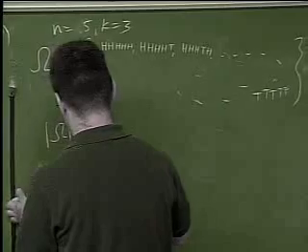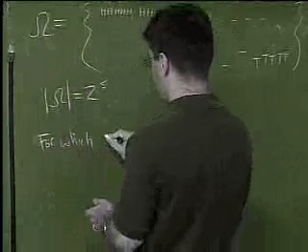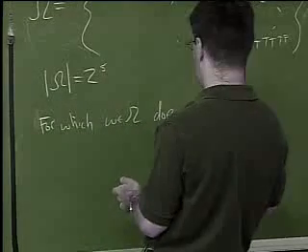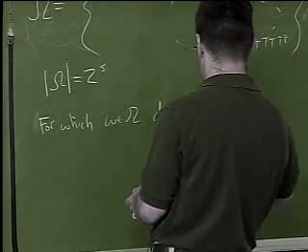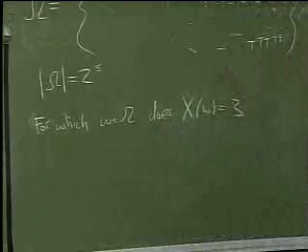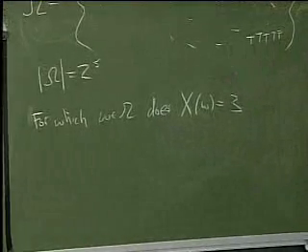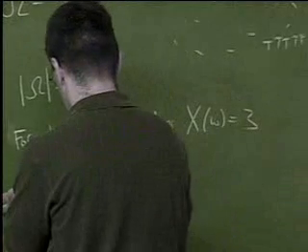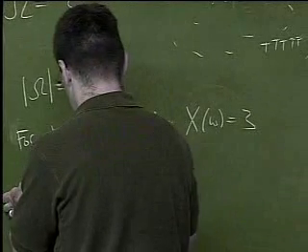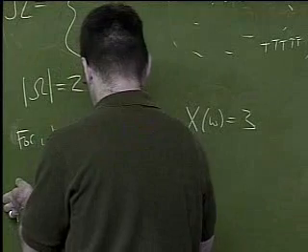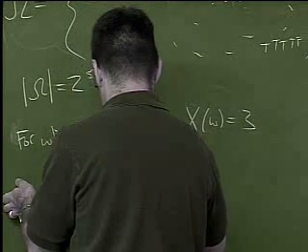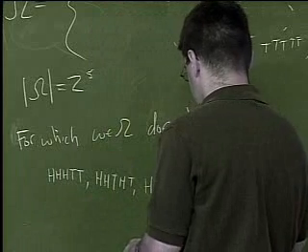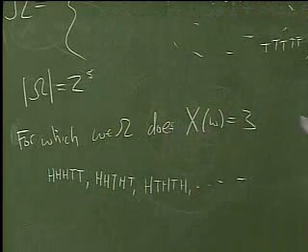For which little omega in big omega does X of omega equal 3? Right? You got to have 3 heads. So the answer is HHHTT, HHTHT, HTHTH, etc. Right? How many of these are there?